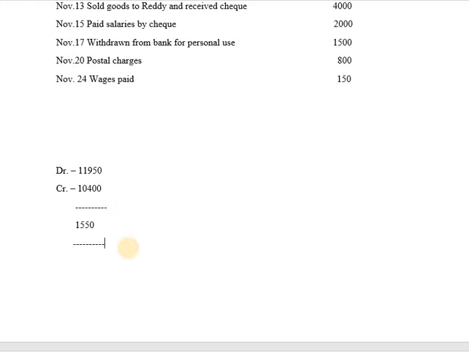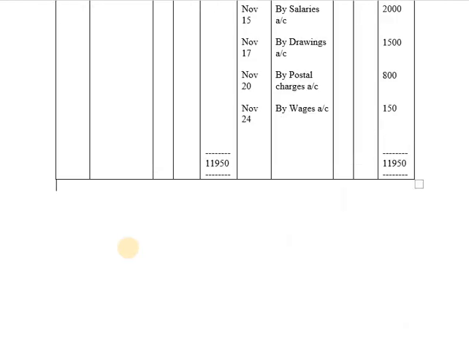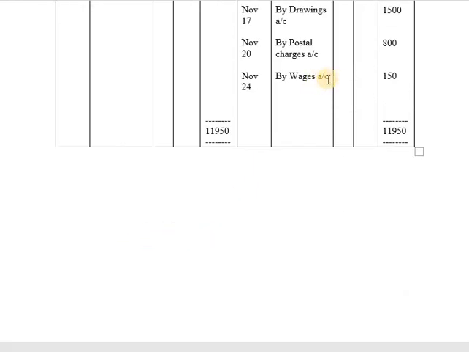So it will be recorded on credit side of cash book as by balance carried down 1,550, and the date will be taken as the last day of the month of November. So the last date in the month of November is November 30, and it will be recorded as by balance carried down. By balance carried down, we are having a shortage amount of 1,550.